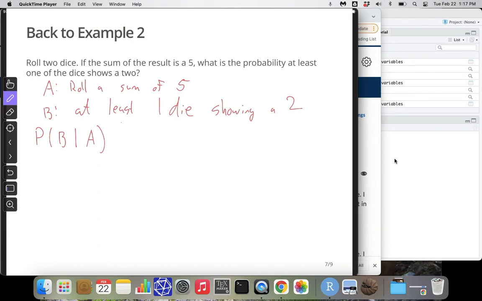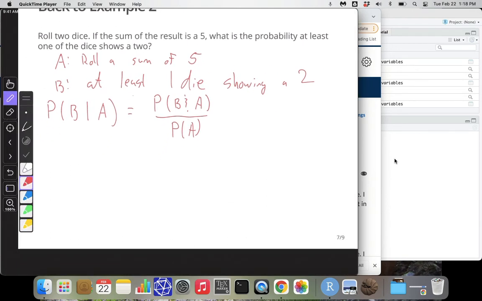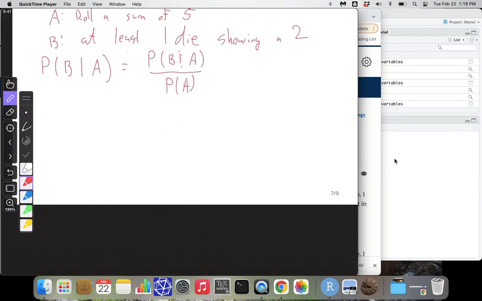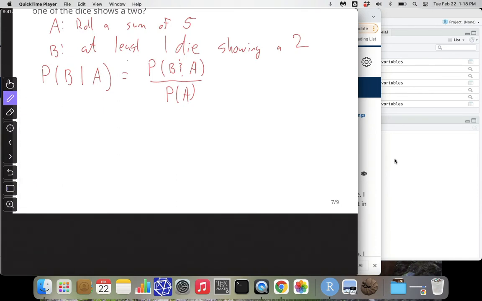Now, using the formula for conditional probability, we recognize that we need the probability of B and A both occurring, and we need to divide it by the probability of A in this case, because we're assuming that A has already occurred here. Okay, so those are the probabilities we need to calculate to answer this question, but how do we actually get at these? So let's keep this up here.